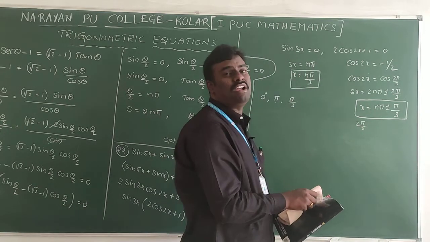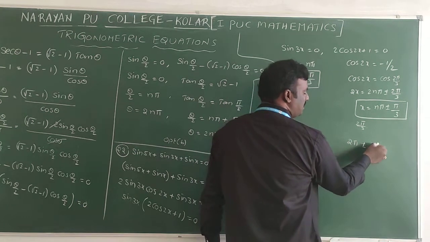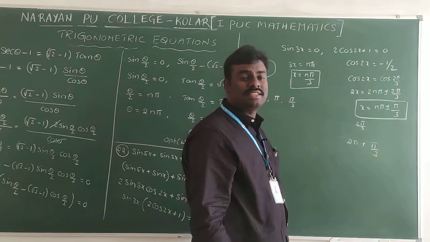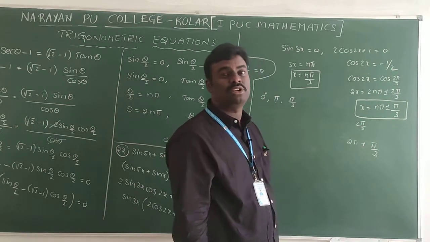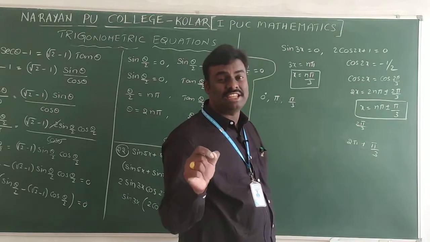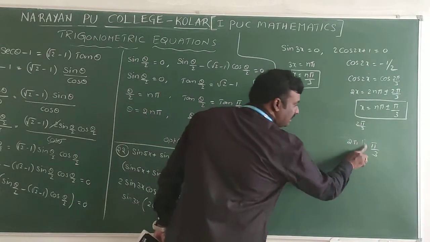Next I am taking n value 2. Substitute 2 pi plus or minus pi by 3. If you take plus, that is 7 pi by 3, which is 7 into 60, that is 420. 420 is not there in the range. Okay, then you go for minus, sir.